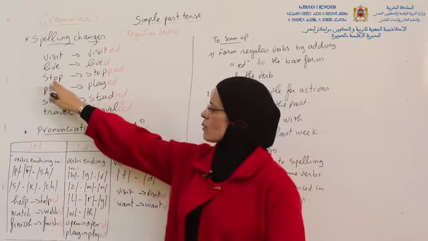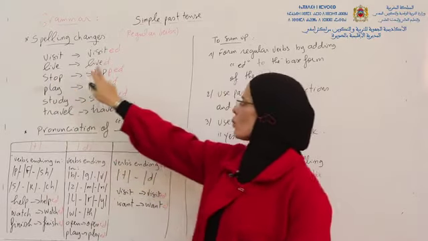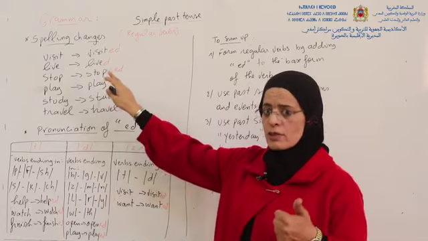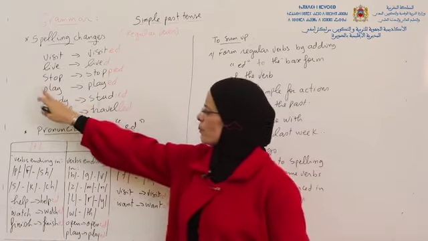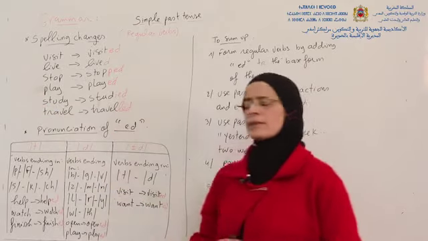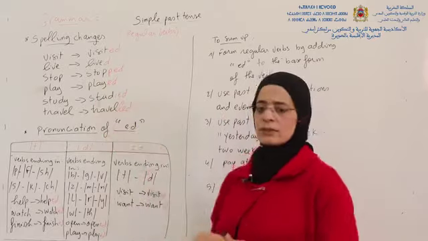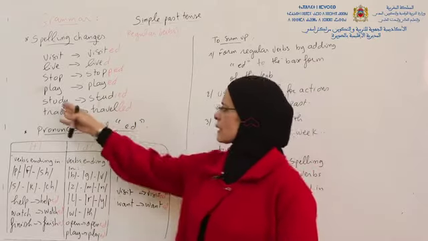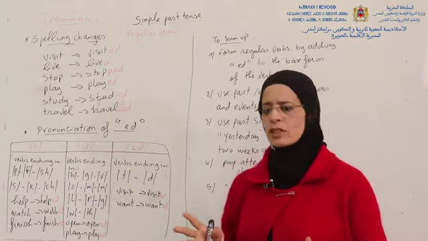When do we use this? When we have vowel plus consonant, we double the consonant first, then we add ed. Now compare play and study. For play, we add ed, say played, but for study, we have studied. There is a change here. What do you think? Why do we have this change?